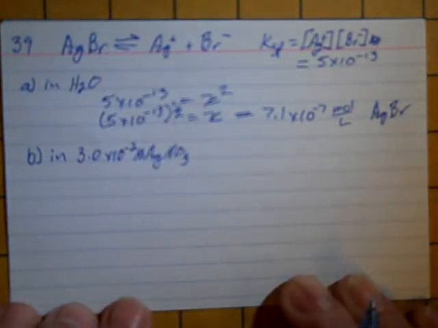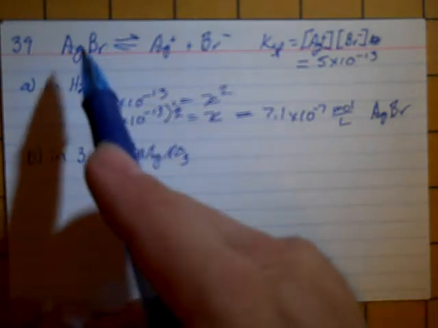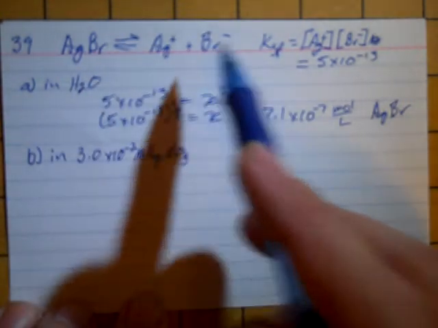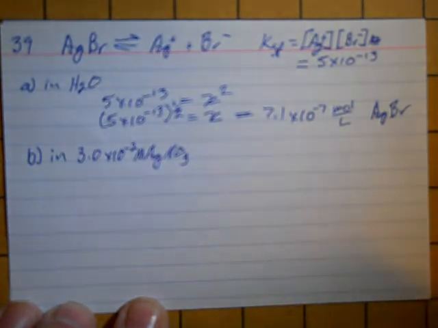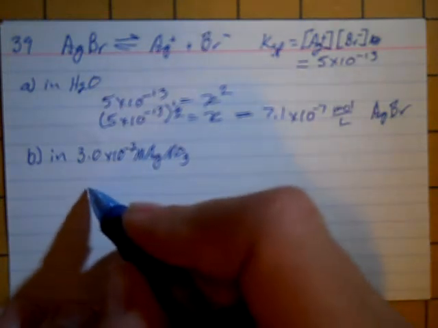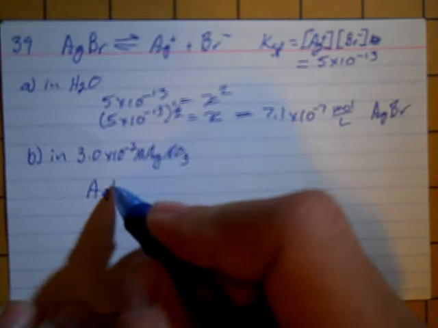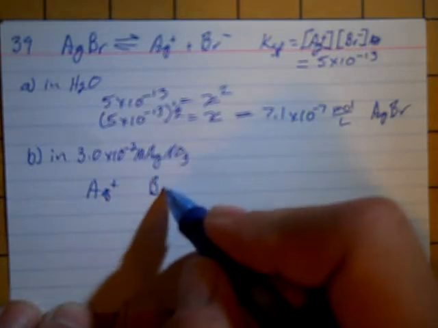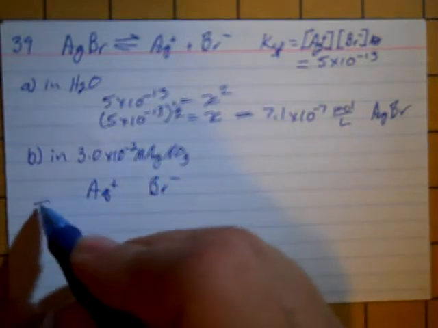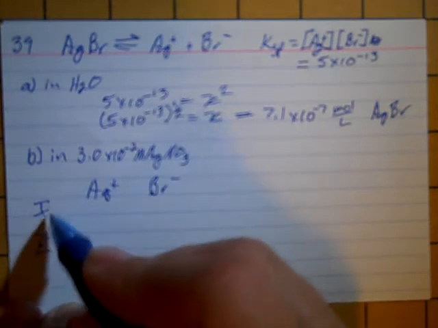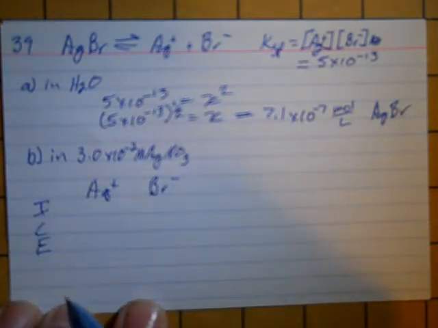Now in part B and part C, it's the same reaction with the same KSP, but now there is a common ion waiting for us. So parts B and C of this are common ion problems. And when we have a common ion problem, we have to use the ICE table. So my two ions are Ag plus and Br minus. ICE: initial, change, and equilibrium.